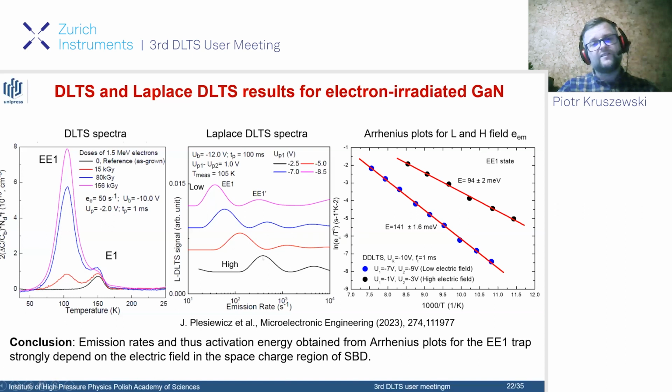So this level is also a donor type level, and we calculated the activation energy for low and for high emission rate, and you can see that in case of high electric field the energy is around 94 milli electron volt, while for low electric field this energy is 141. So again, big difference in the calculated activation energy. So you should be very careful reporting the results.